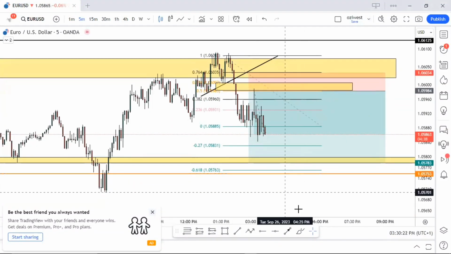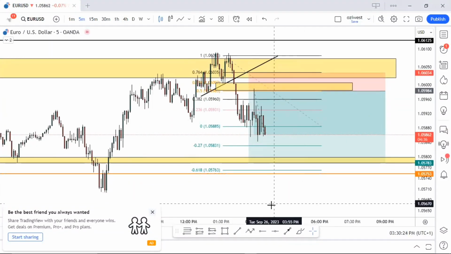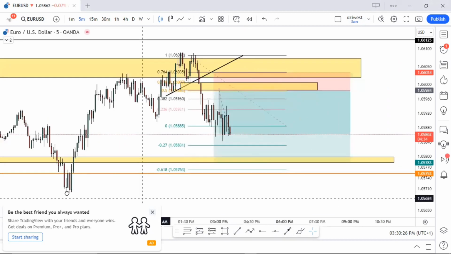Why I like using limit orders in this kind of setup, because this is what price is doing here.